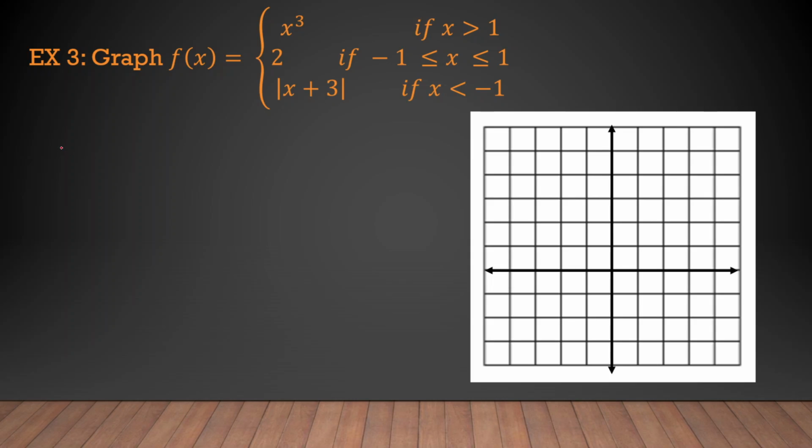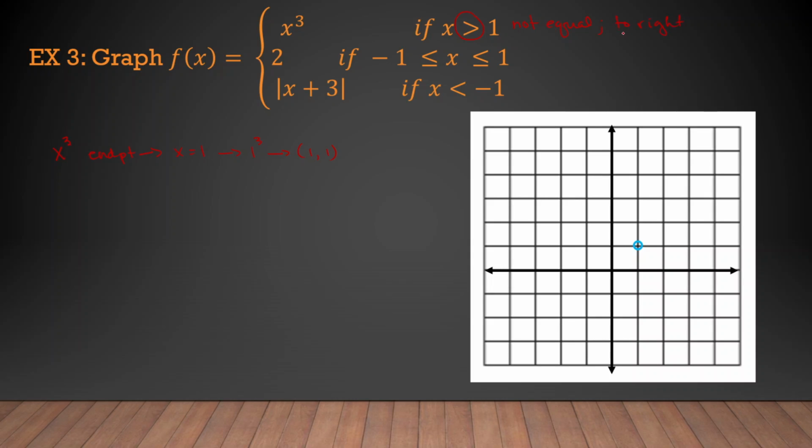All right, one more. I'm going to do all 3 pieces. So I've got x cubed. My endpoint is going to be when x equals 1. So that'll be 1 cubed, so my point is at 1, 1. I'll draw that point, and it is a hole because I cannot equal it. And it's greater than, so it's to the right.